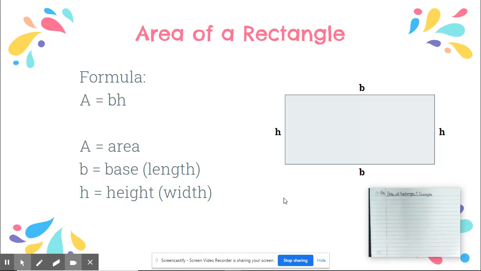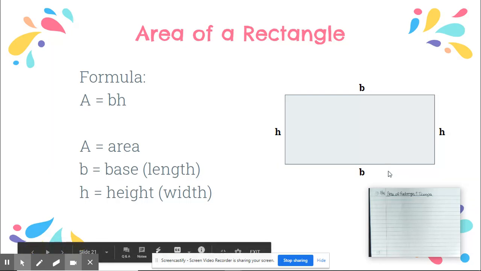First of all, you've learned it as length times width. Area of a rectangle is length times width. It's the same thing, this formula. It's just base times height. The base is your length, so how long it is, and your height is your width, how tall it is.